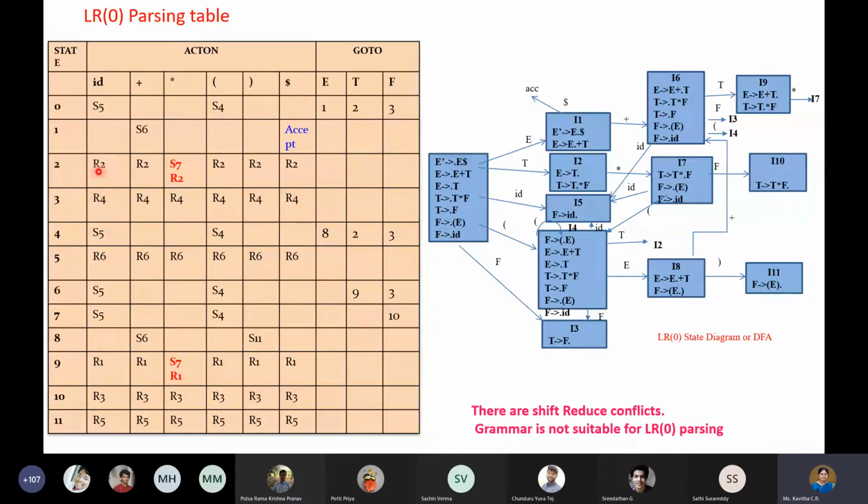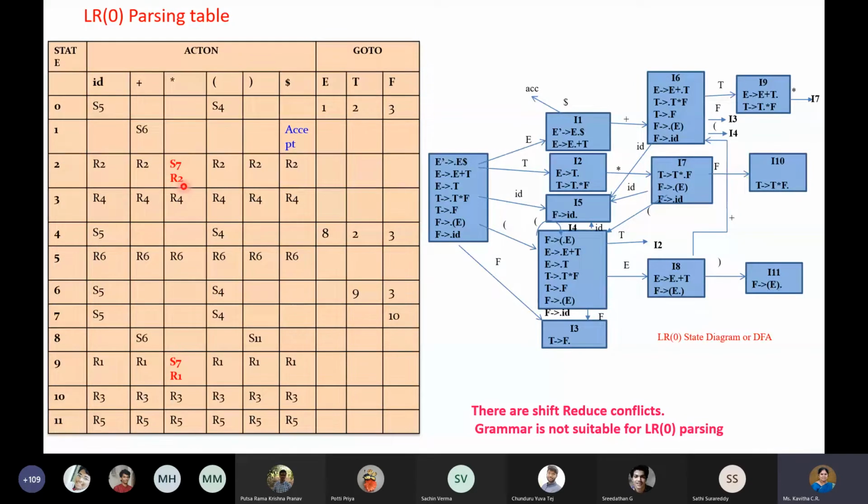So if you see here in this row corresponding to state number 2, we are supposed to apply R2 when you have ID, when you have plus, when you have star, when you have open parenthesis, when you have close parenthesis, when you have dollar also. So R2 has been applied for every terminal symbol. Okay, so that is done. So according to I2, the first rule we have taken care of, and coming to the second rule, we have star to be read. If we read star, what happens? It is shifting to I7. I7 I can call S7.